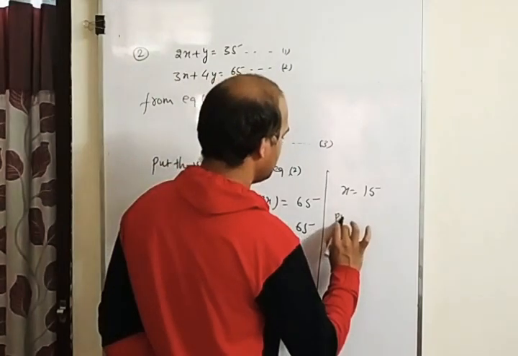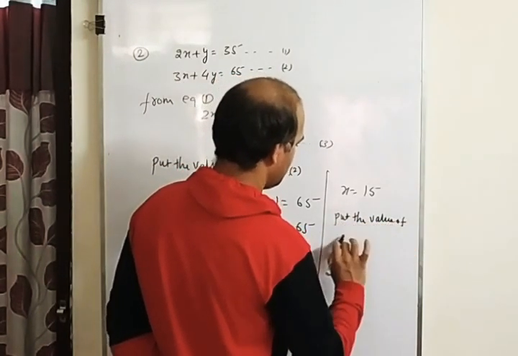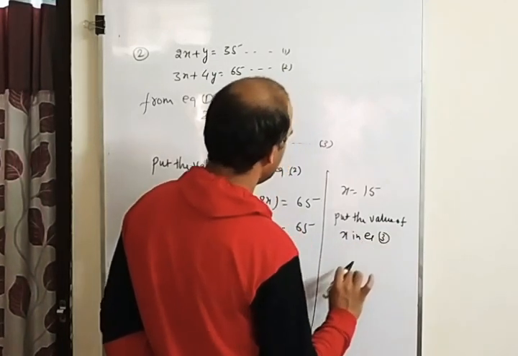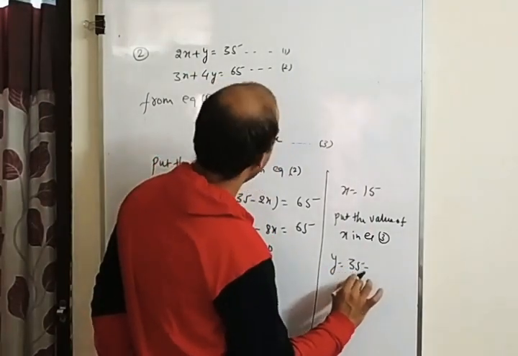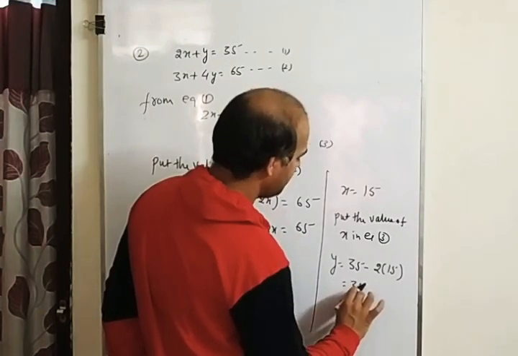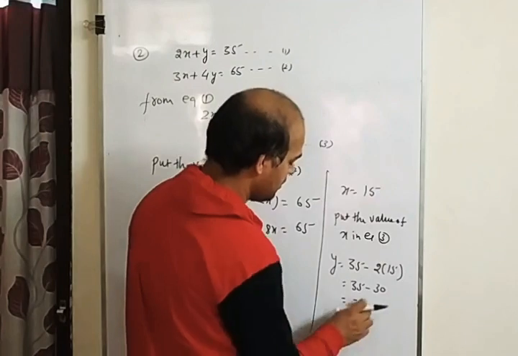Now put the value of x in equation number 3. So we'll get y equals 35 minus 2 into 15. So 35 minus 30, which is 5.